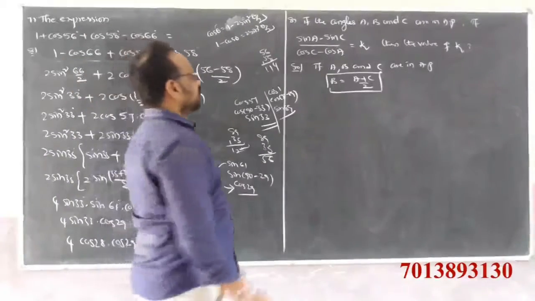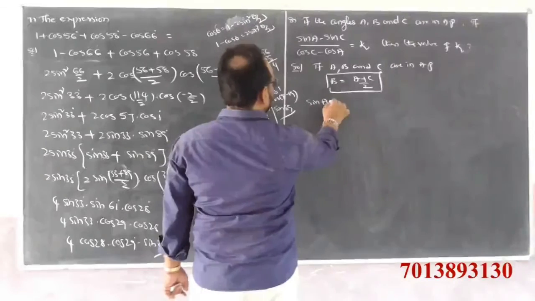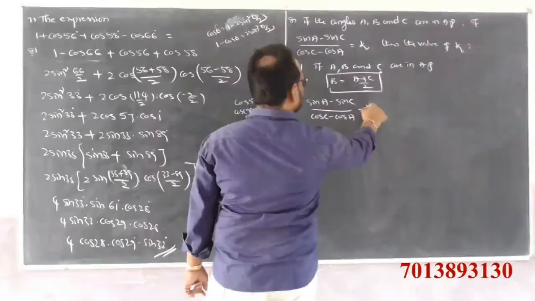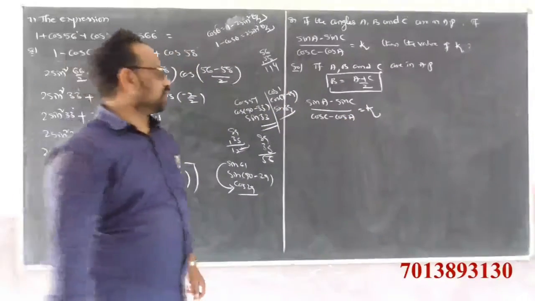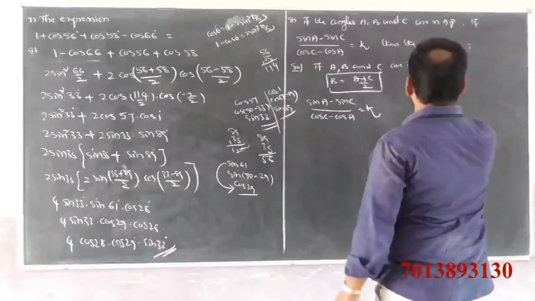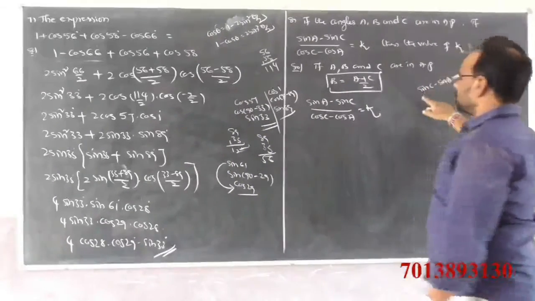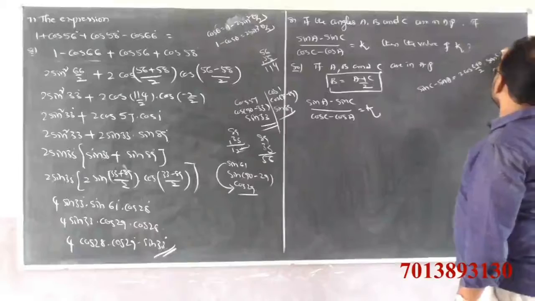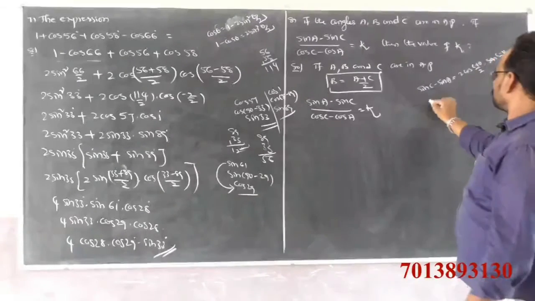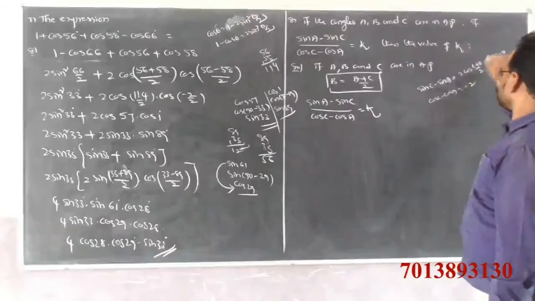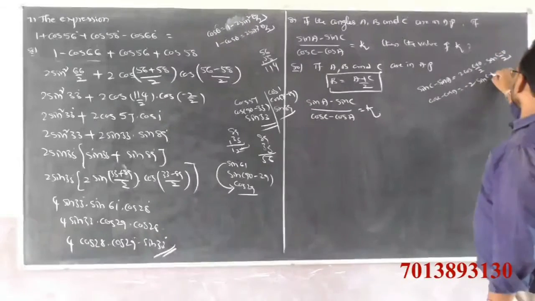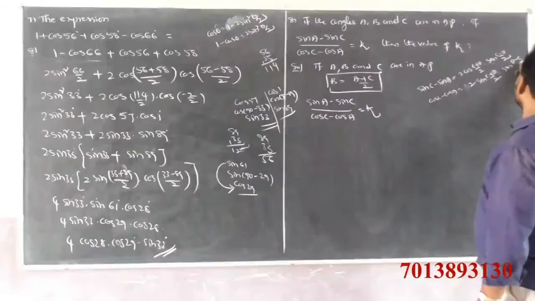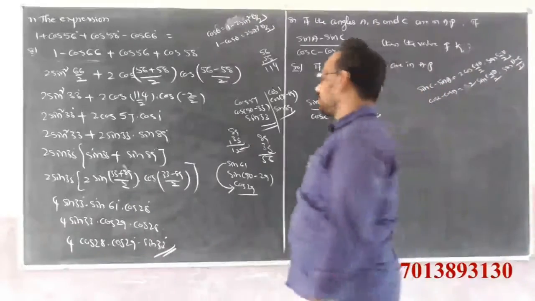So (sin A minus sin C) by (cos C minus cos A) is equal to how much? We want the K value. Already we know the formulas: sin C minus sin D is equal to 2 cos((C plus D) by 2) into sin((C minus D) by 2), and cos C minus cos D is equal to minus 2 sin((C plus D) by 2) into sin((C minus D) by 2), or plus 2 sin((C plus D) by 2) into sin((D minus C) by 2). This is the formula, already known.